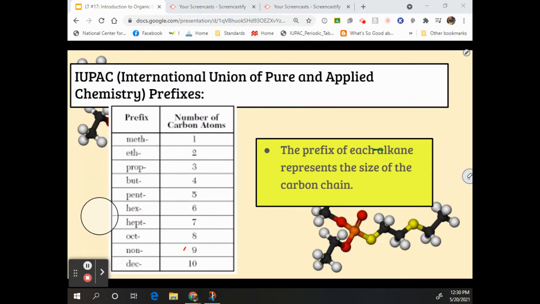Here is another chart that's basically the same as the first chart, but instead of giving me the names of the alkanes, it's going to just give me the prefixes that indicate the length of the carbon chain. So these are your prefixes again: meth, eth, prop, but, pent, hex, hept, oct, non, dec, goes 1 through 10. Have those written down as well, or just underline them on the previous chart that you copied down. Those are really important to know.